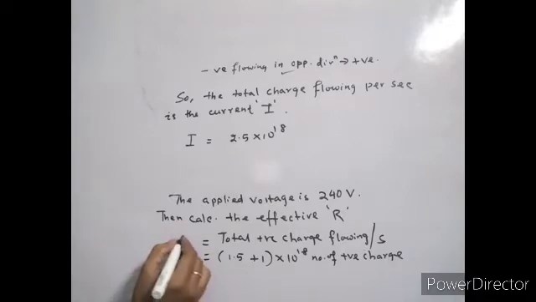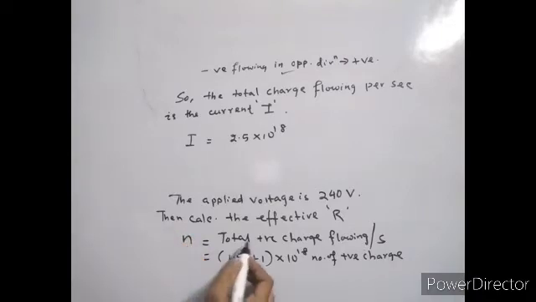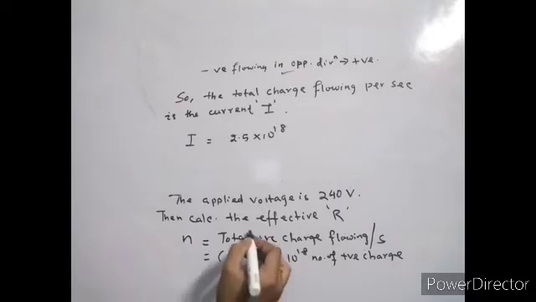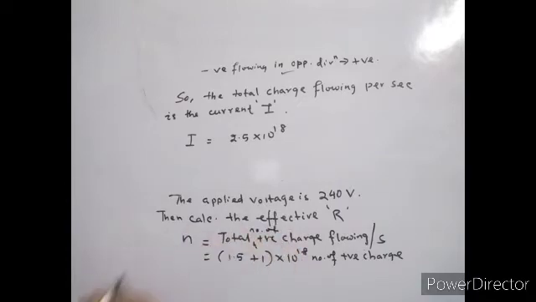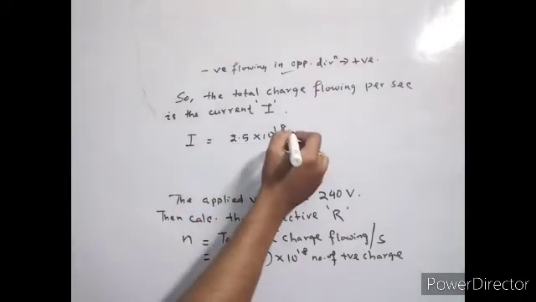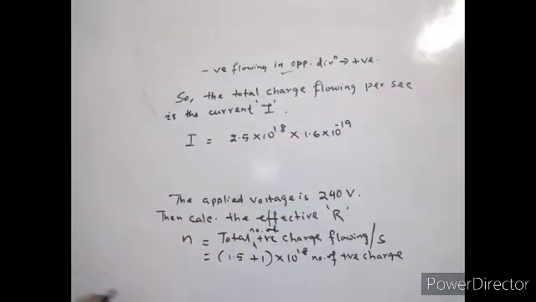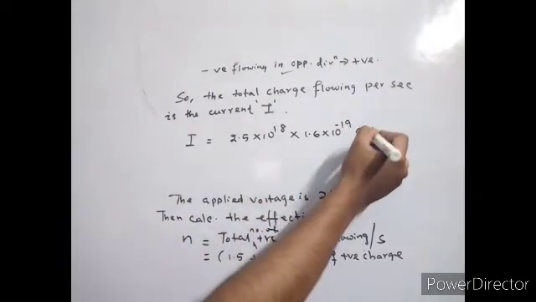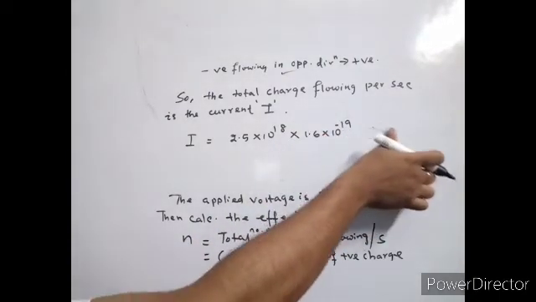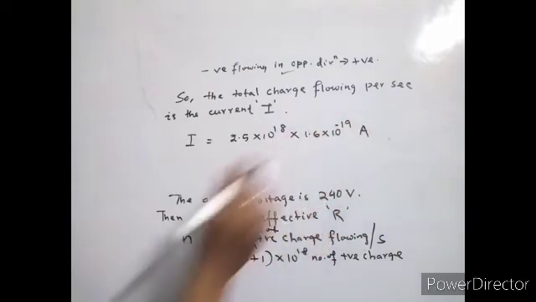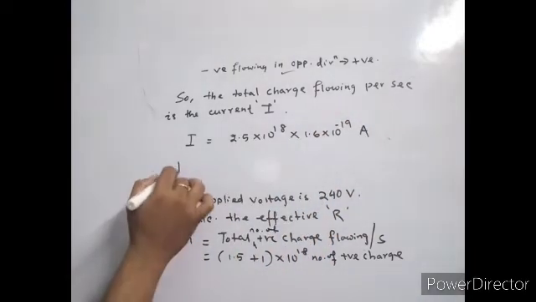That is the total number of positive charge that is flowing, and so the total amount of charge is equal to 1.6 into 10 to the minus 19, which is the value of a single unit of charge, times the total number of positive charge, in coulomb per second, that is ampere, that is the current.